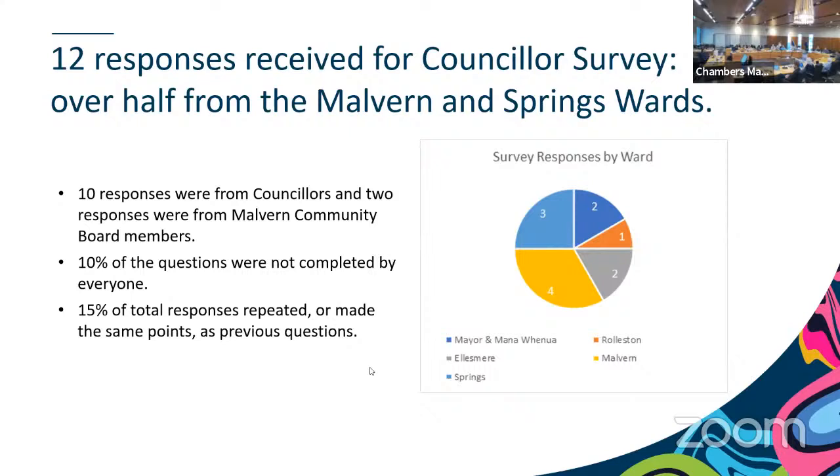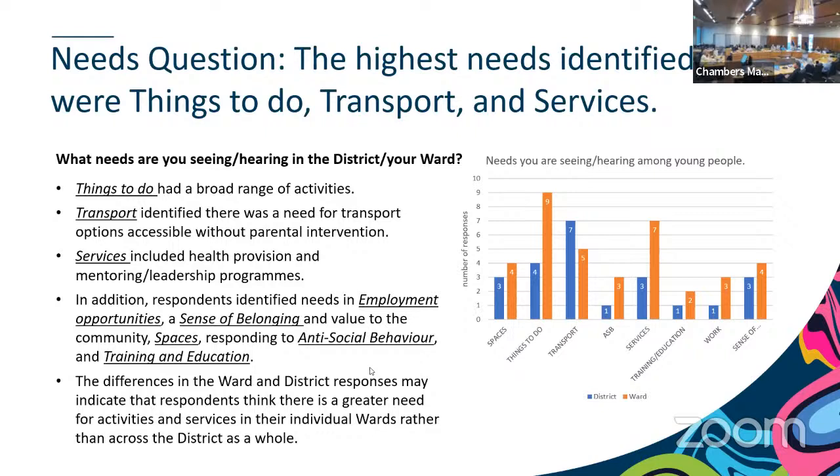We received a total of 12 responses to the survey. 10 responses were from councillors and 2 responses were from Malvern Community Board members. Over half of the responses were from the Malvern and Springs wards, with 2 responses from the Mayor and Manawhenua, 2 responses from the Ellesmere wards, and 1 from the Rolleston ward. We can have a look, but we only received 1.